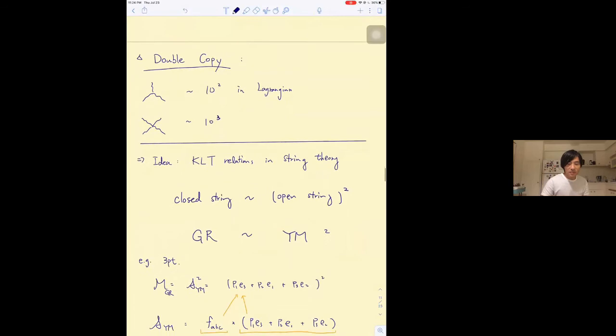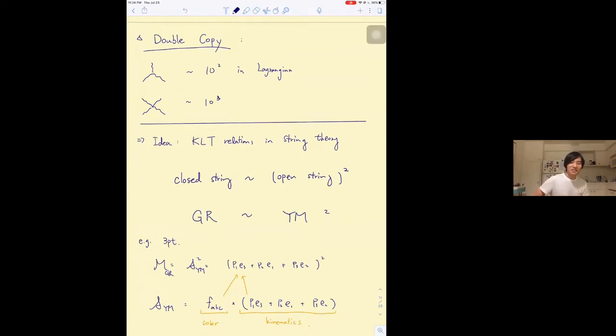Okay, so far I haven't mentioned much about amplitudes themselves. There are two basic important ingredients we're going to use to build higher-order amplitudes. The first one is the double copy. Let me mention it briefly here.